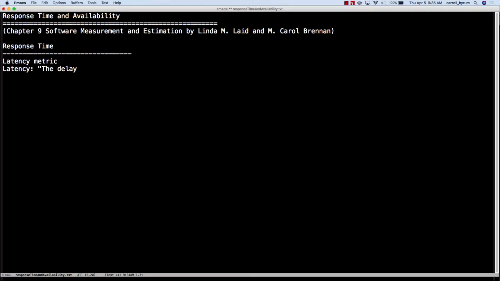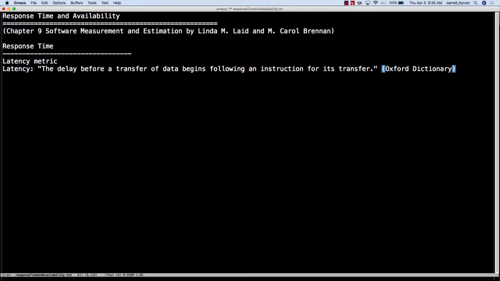So the Oxford Dictionary defines it as the delay before a transfer of data begins following an instruction for its transfer. So it's the delay before a transfer of data begins after we've said we wanted the transfer to occur. It's an elapsed time between two events. We're going to talk about what those two events are.